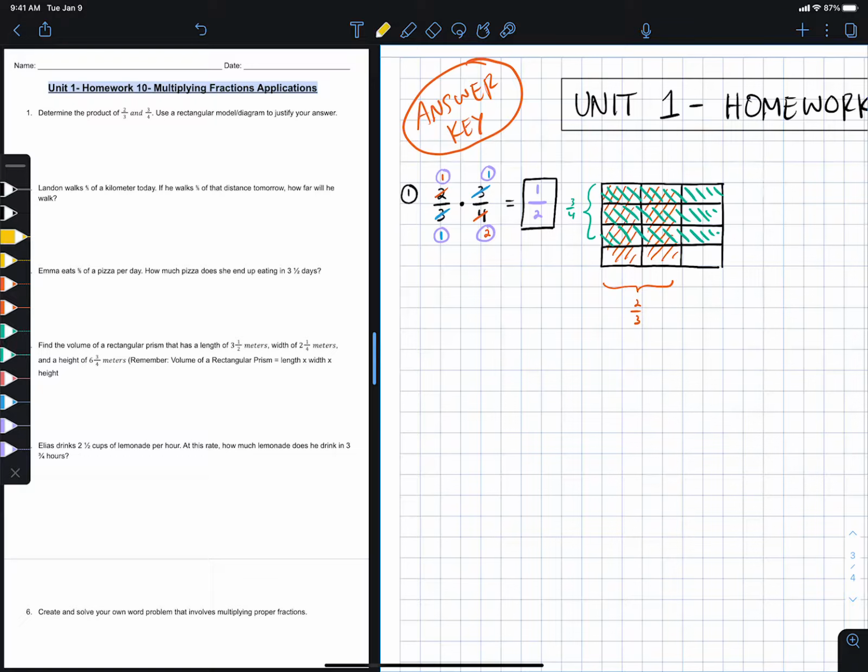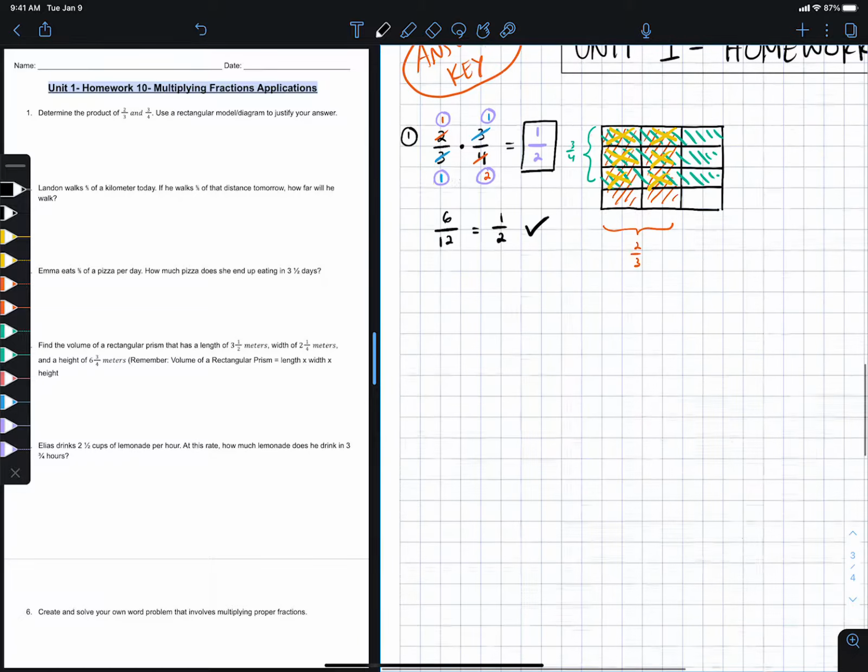And then how can we show our solution here? Well, how many of these boxes got shaded twice? So that's 3, 4, 5, 6. There were 6 of these that got shaded twice out of the 12 total of these boxes. And that simplifies down to 1/2. So this does work out. So again, when you do the area models, you can do the multiplication or division and see what your answer is, and then you can use the model to back yourself up. So hopefully this also proves from the model that 2/3 times 3/4 is equal to 1/2. All right, that's number 1.